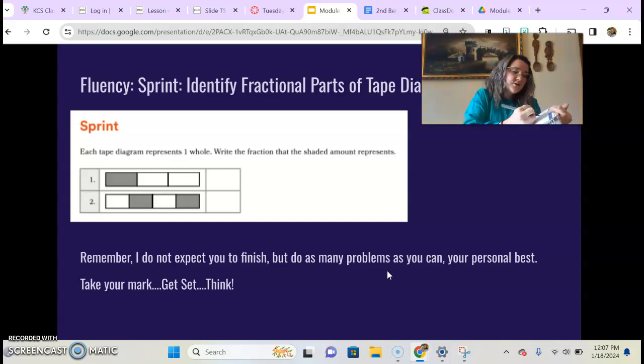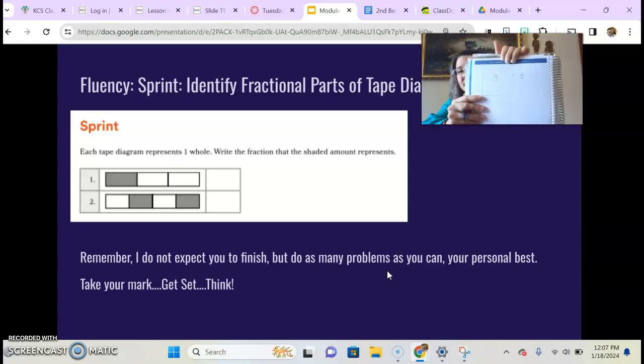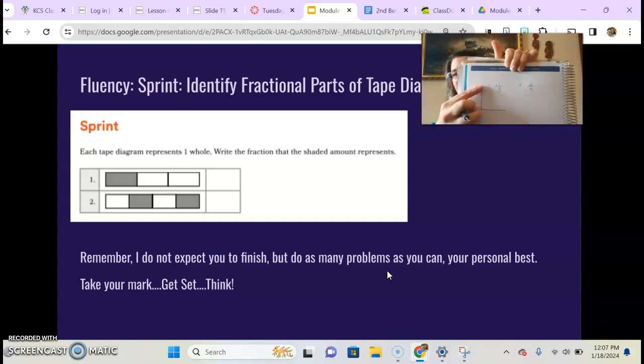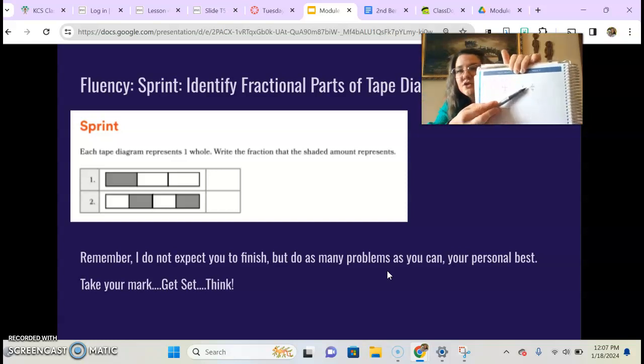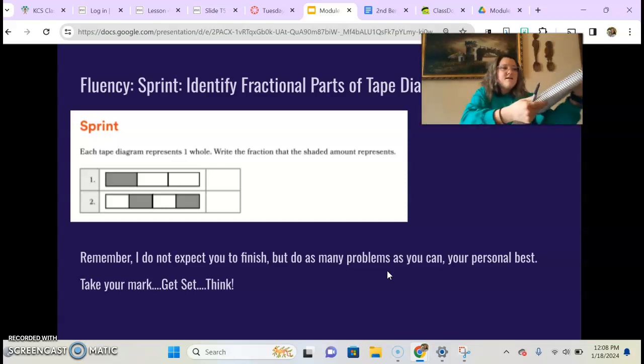All right, number 2. What fraction did you write for number 2? Well, even though those shaded parts are not together, you still should have identified the fraction as 2/4. 2 out of the 4 pieces. Okay. All right, so that sort of warms up our brain about identifying fractions.